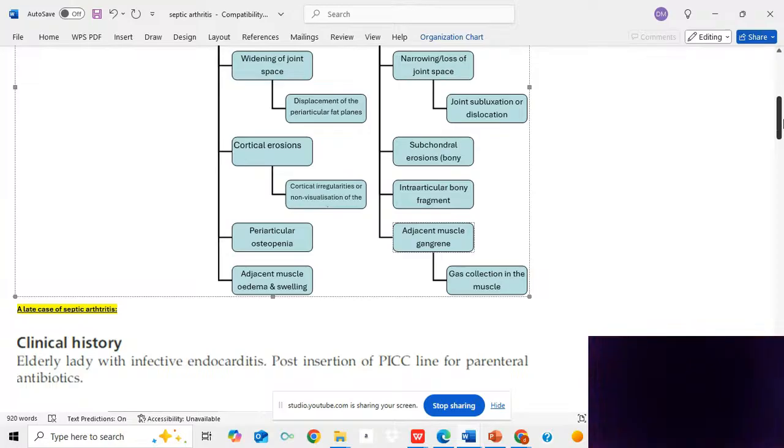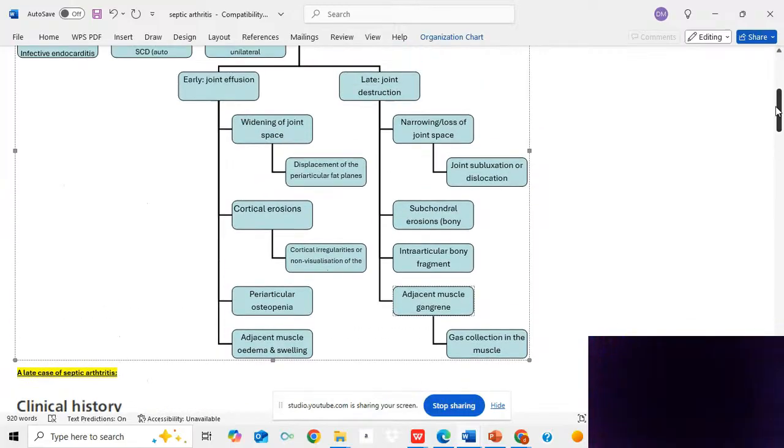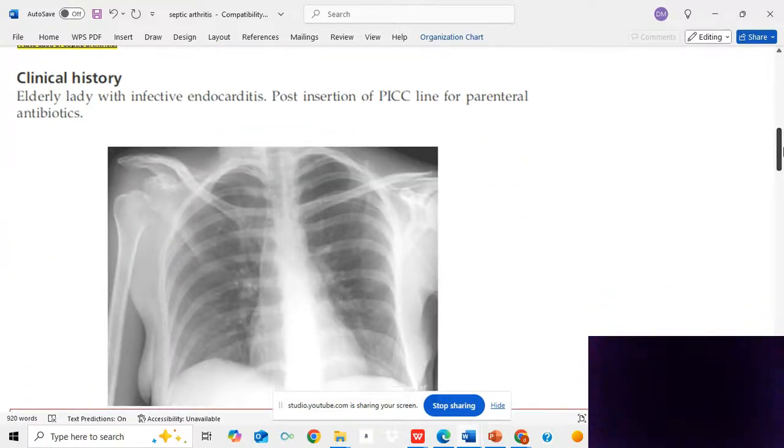So let's start with the first case, which is an example. Our first case of septic arthritis, illustrated here in this video, is an example of a late case of septic arthritis. So we will go through the signs of late septic arthritis. This is an elderly lady with a history of infective endocarditis.